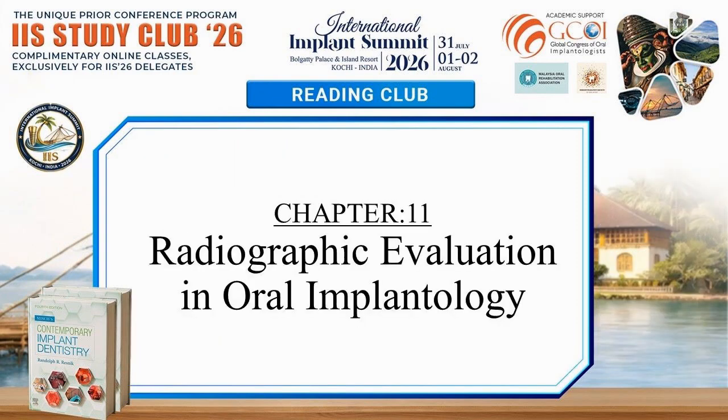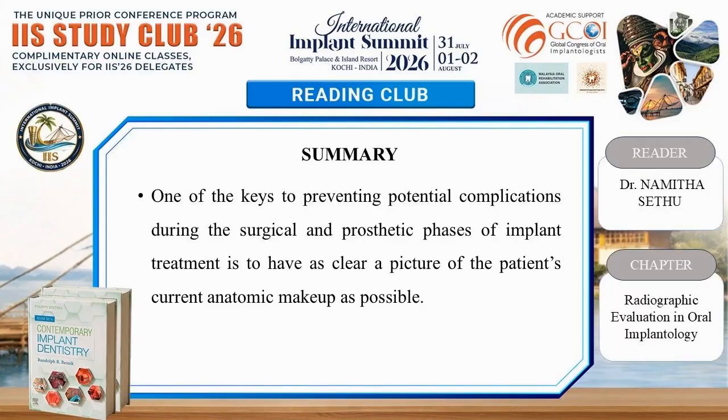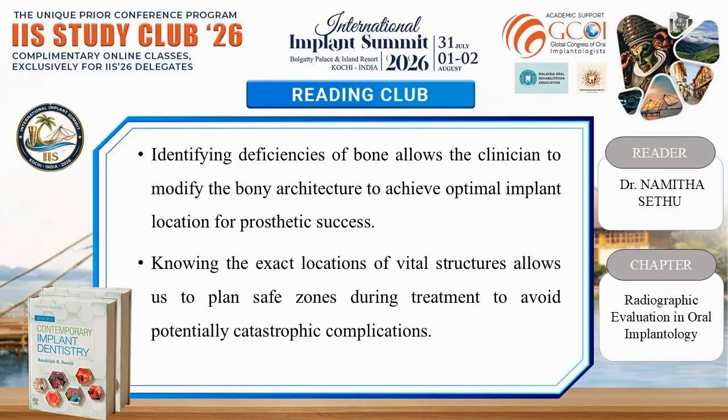Chapter 11. Radiographic evaluation in oral implantology. One of the keys to preventing potential complications during the surgical and prosthetic phases of implant treatment is to have as clear a picture of the patient's current anatomic makeup as possible. Identifying deficiencies of bone allows the clinician to modify the bony architecture to achieve optimal implant location for prosthetic success. Knowing the exact locations of vital structures allows us to plan safe zones during treatment to avoid potentially catastrophic complications.